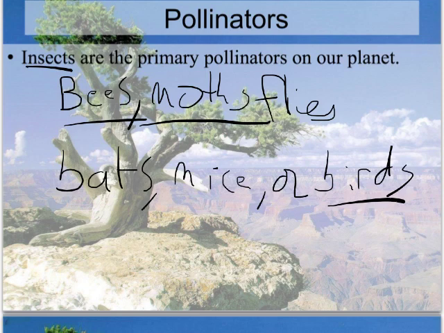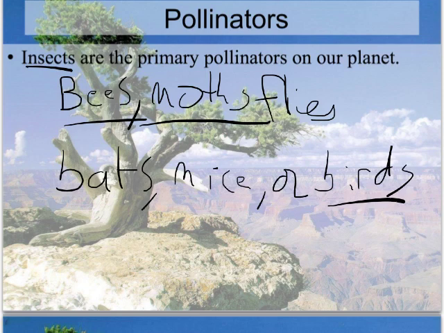Bats are active at night. They don't have great vision. They're not going to be attracted by pretty pinks and reds. You're going to need to have light colors, a strong scent, and it's also going to have a bigger area for the pollination to occur. So depending on who your pollinator is, it'll vary on how you're going to attract them.